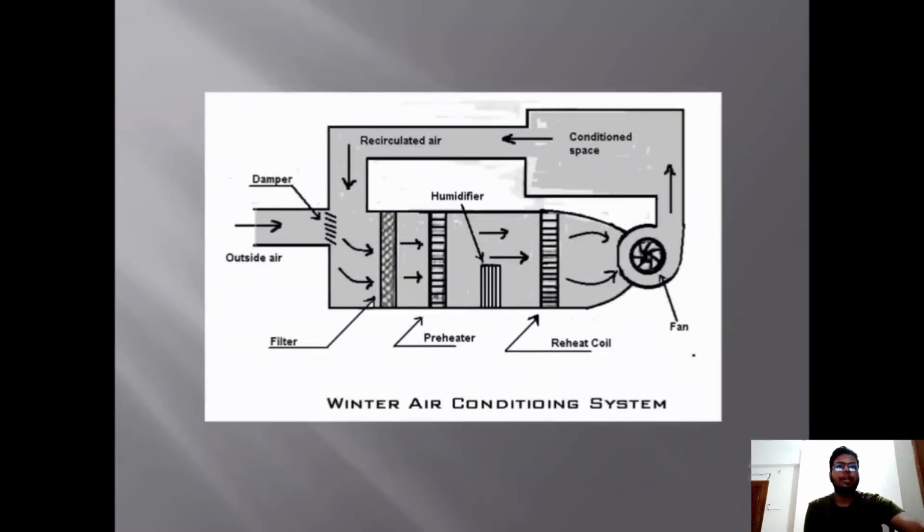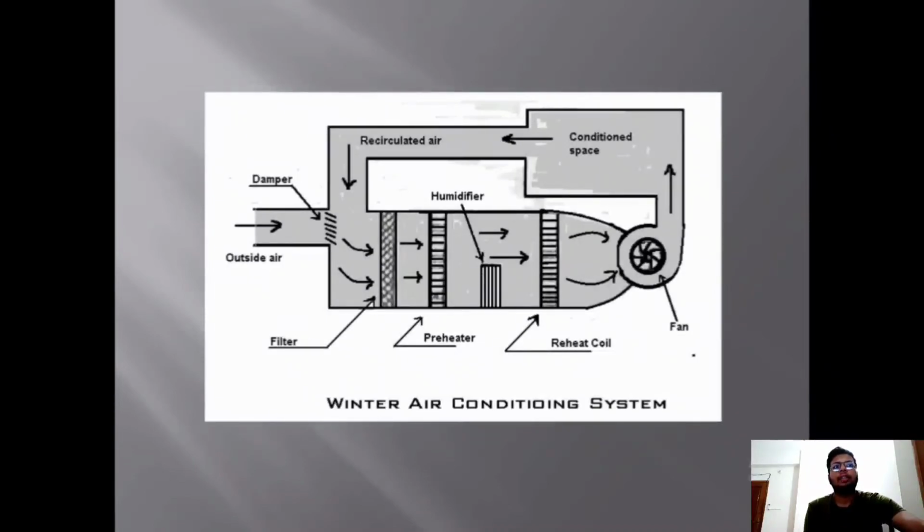Here is a damper from where the outside air flows in. After that there is a fast filter, and the second one is a preheater. After that there is a humidifier, and a filter as you can see from the picture, the middle one, and the air passes through it, and again a reheat coil, which changes the temperature of the air.